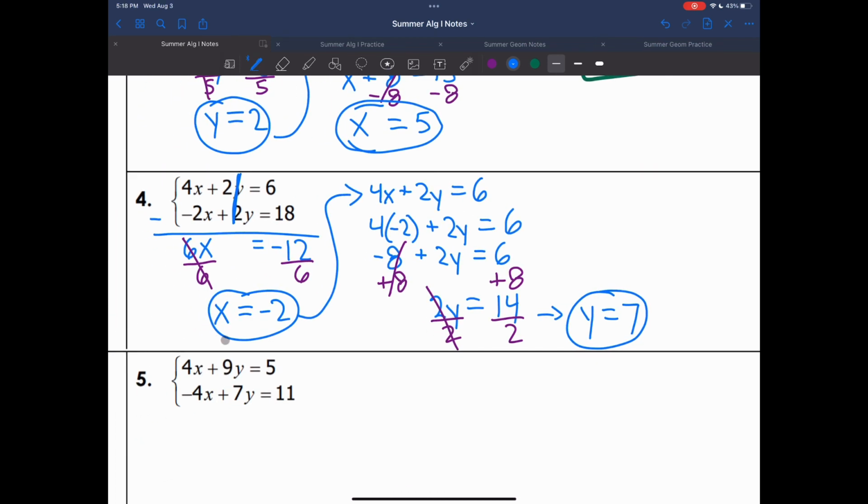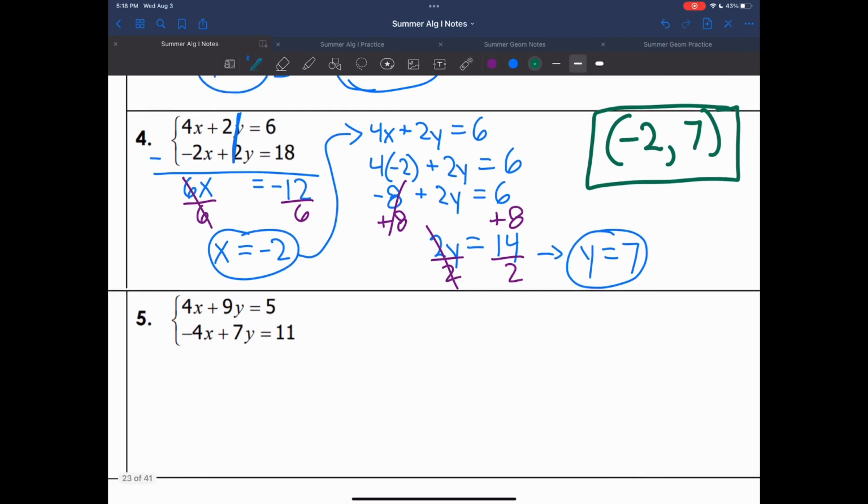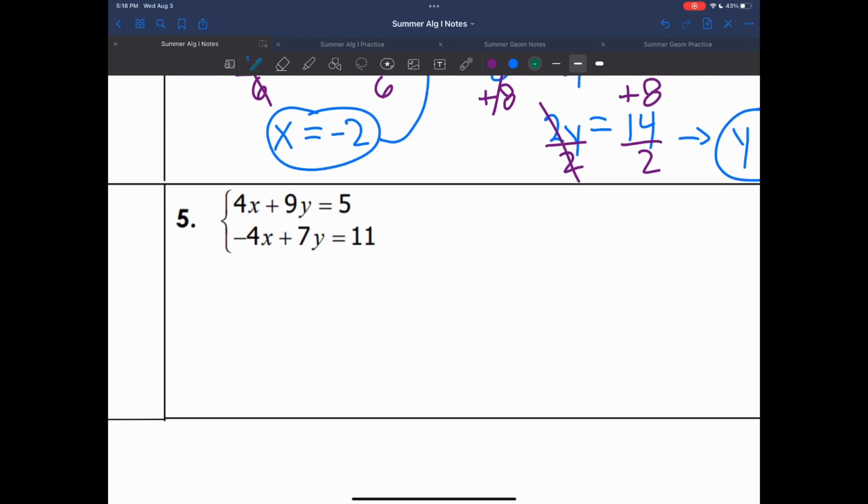Okay, we found both of them. Now make sure you circle them as you go just so you can find them easily. And then you just got to put it in the right order. So that'd be the coordinate negative 2, 7. Okay, we got one last one, and then you guys can go try some practice problems.